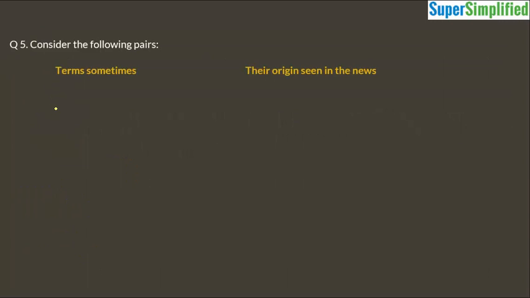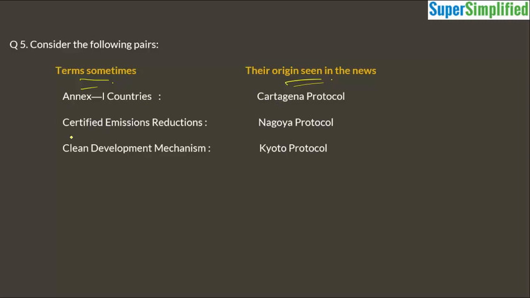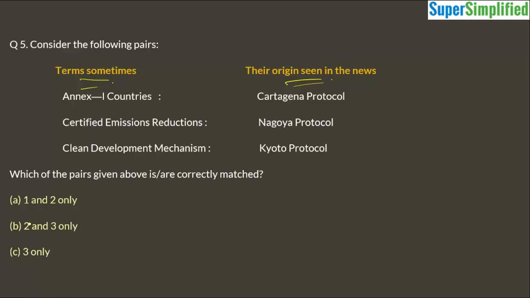Now coming to question number 5, consider the following pairs. These are terms which are sometimes used, and what could be the origin of these terms? The terms are: Annex 1 countries, Cartagena Protocol; Certified Emission Reduction, Nagoya Protocol; Clean Development Mechanism, Kyoto Protocol. Which of the following pairs are correctly matched? A, 1 and 2 only, B, 2 and 3 only, C, 3 only, and D, 1, 2 and 3.